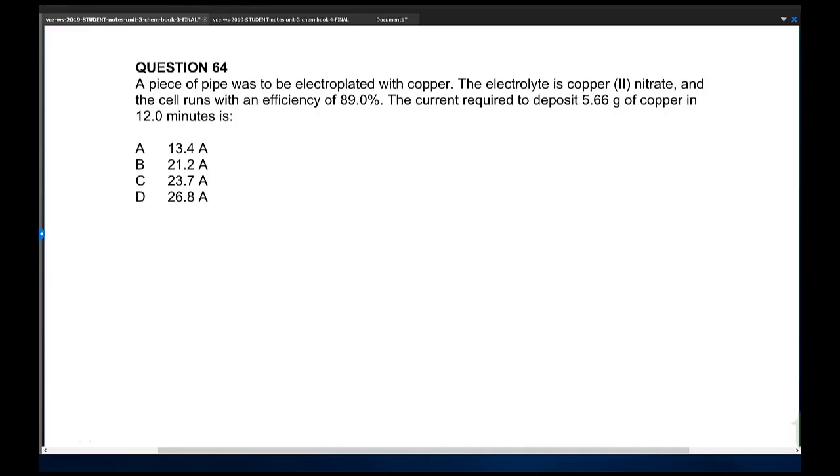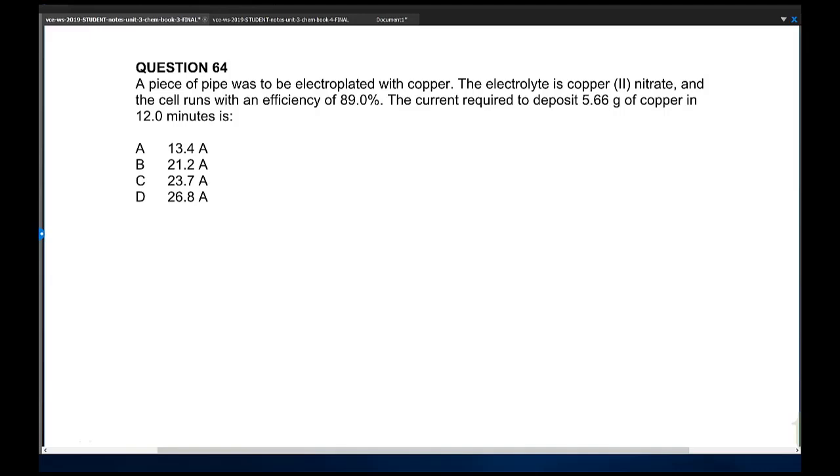So a piece of pipe was to be electroplated with copper. The electrolyte is copper 2 nitrate and the cell runs with an efficiency of 89%. The current required to deposit 5.66 grams of copper in 12 minutes is... So this is straightforward Faraday's, except we've also got to think about that percentage.